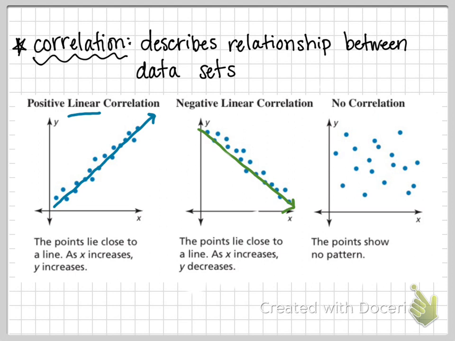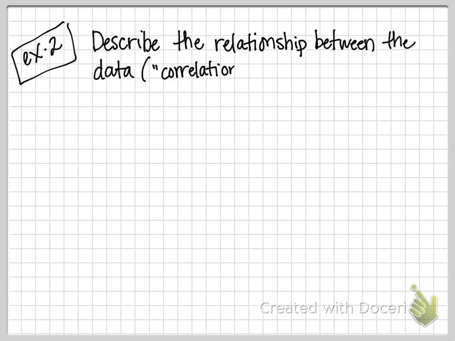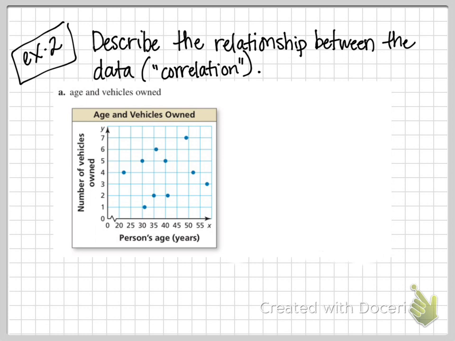So when you're asked to describe correlation, you're saying positive linear, negative linear, or no correlation. That's how the data will be related. All right, let's look at an example. Describe the relationship between the data. Another word for that is the correlation.